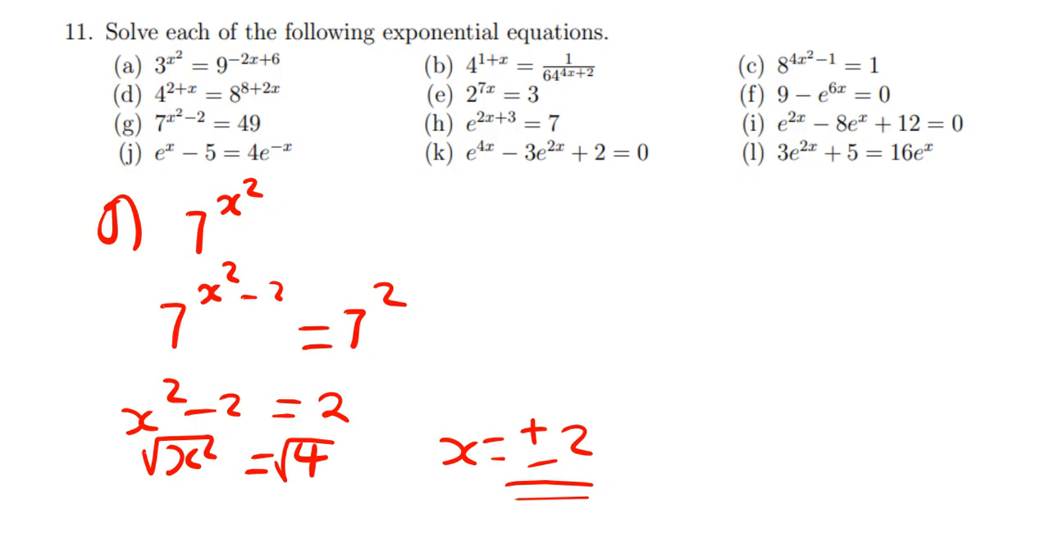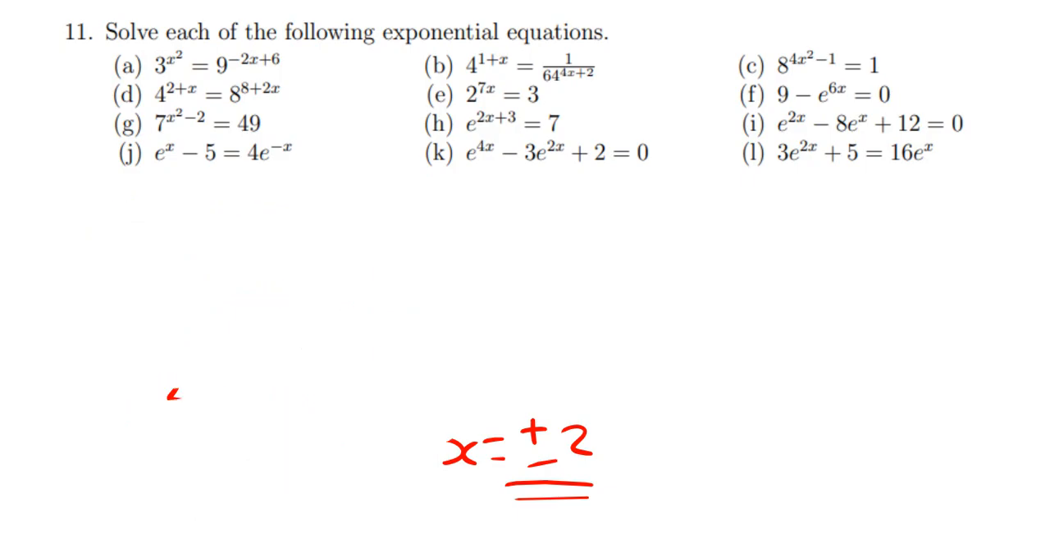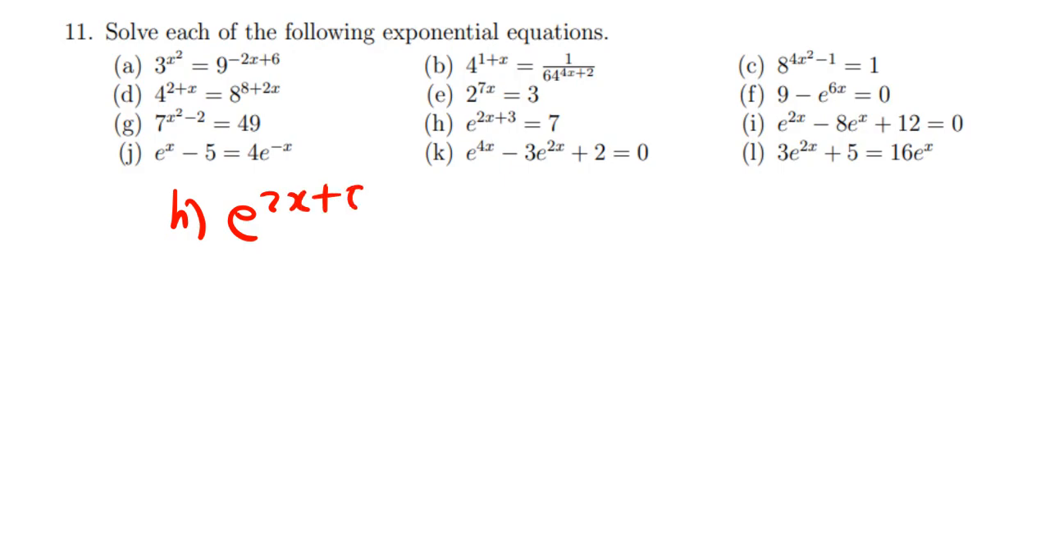Let's solve another one. So which one are we solving now? H. For h we have e to the power 2x + 3 is equal to 7. So what are we going to do? Again, we're going to introduce the natural log on both sides. So natural log of e to the power 2x + 3 is equal to natural log of 7.